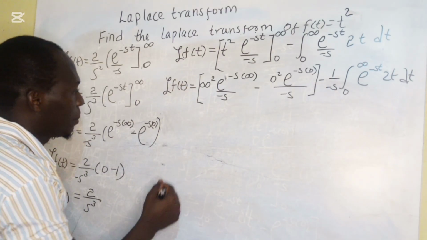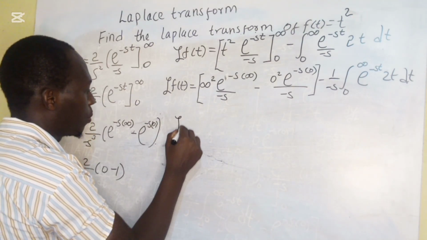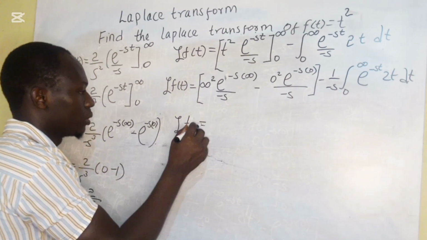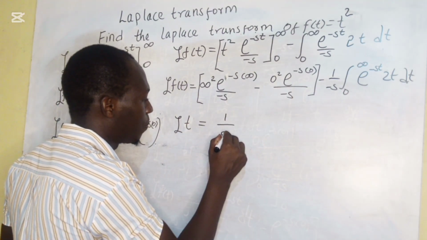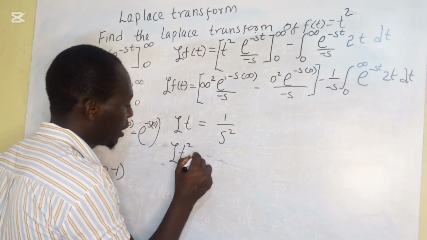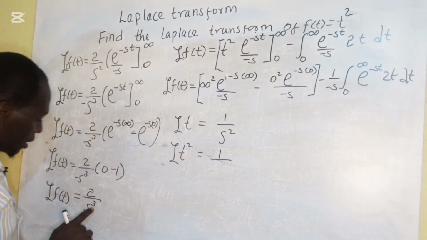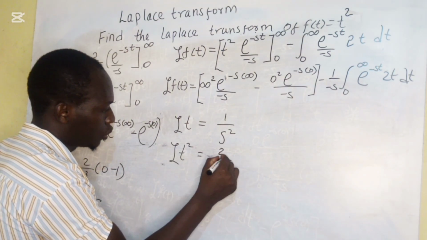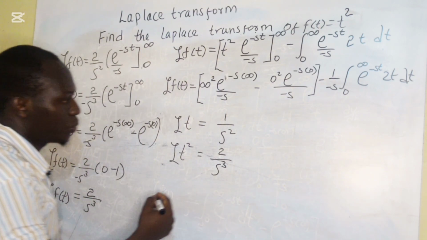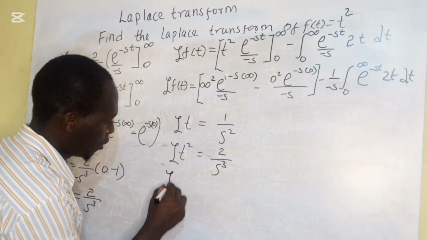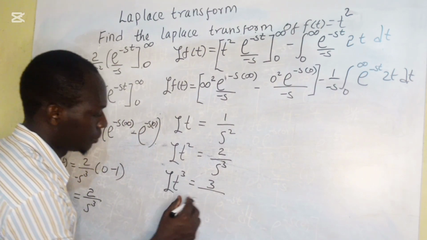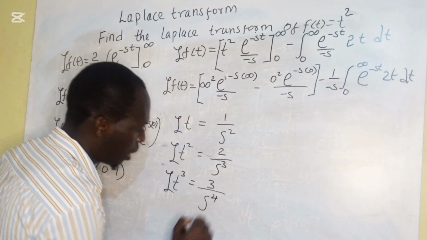In conclusion, we can come and say the Laplace transform of our function t is equal to 1 all over s squared. To mean that the Laplace transform of our function t squared is equal to 2 all over s cubed. In case we were supposed to carry out a Laplace transform of our function t cubed, it is going to be 3 all over s to a power of 4.